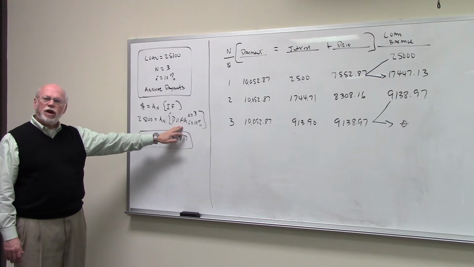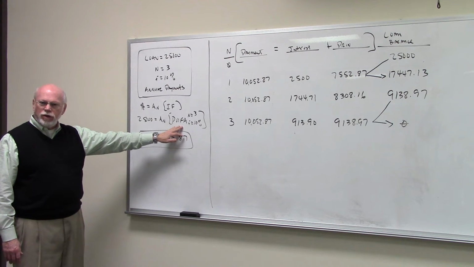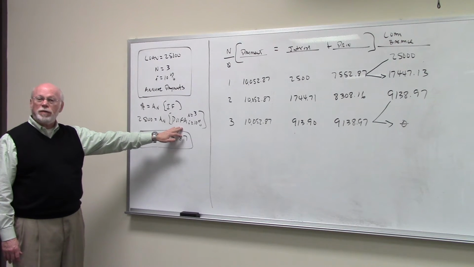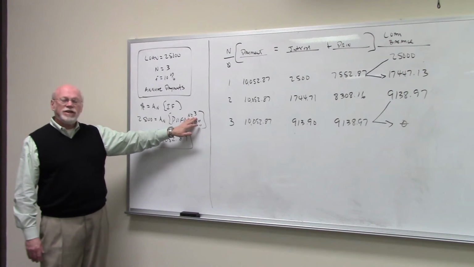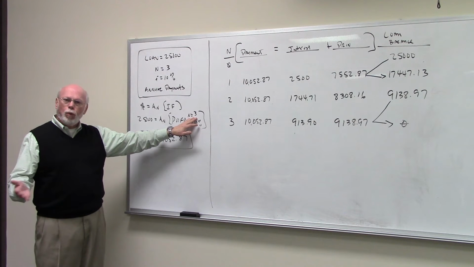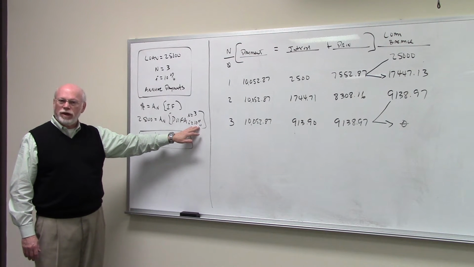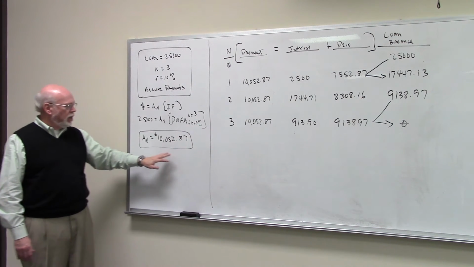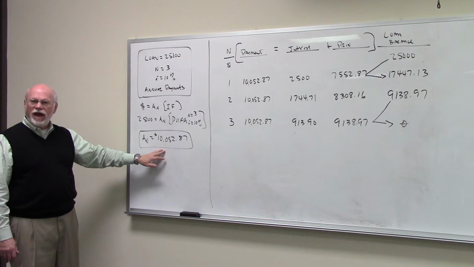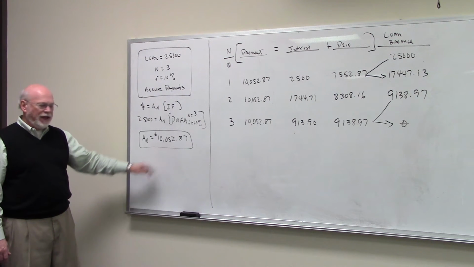Because the big dollar amount is always at the beginning of the annuity stream when you have a loan, we use PVIFA. N is equal to the number of payments, one payment a year for 3 years. I, in this case, annual payments, annual interest, is 10%. Solve for the payment, the value of the annuity, and we get $10,052.87.